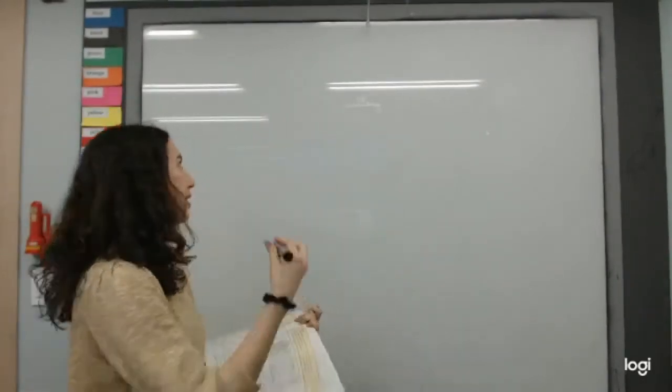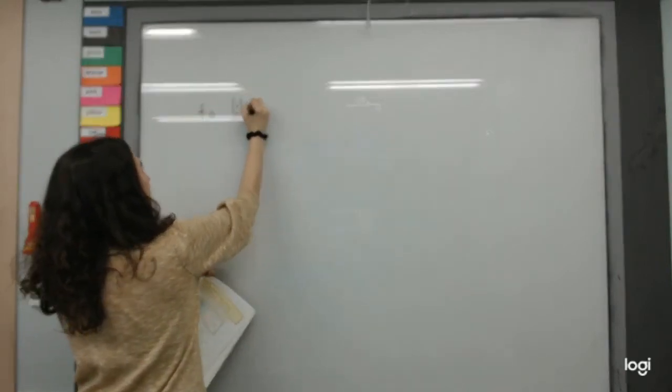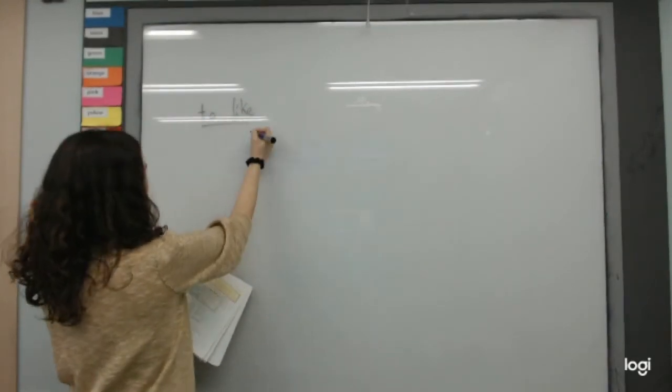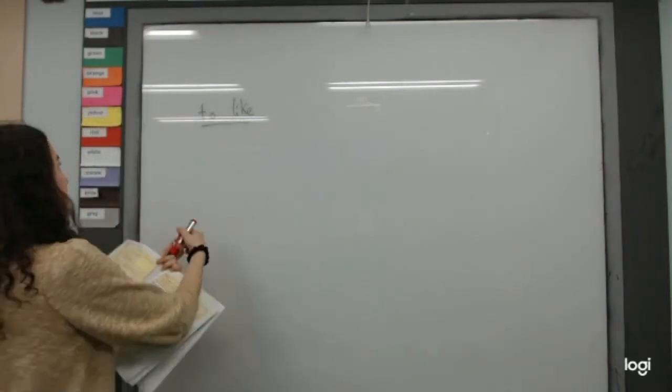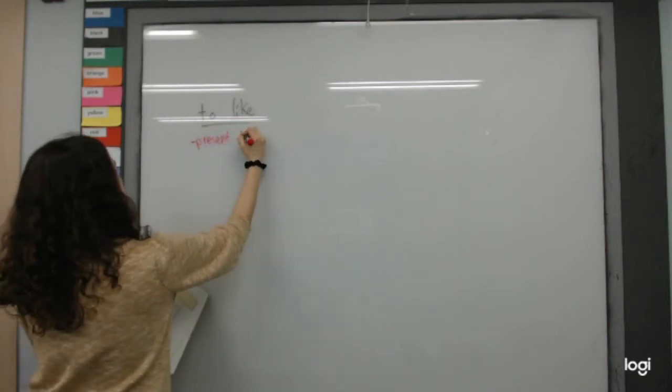Everyone, let's open our books to page 74, lesson 25 to begin. So, lesson 25. For this lesson, we are going to be remembering simple present tense. We are going to be talking about the verb to like in simple present. So when we have to like in present tense, we want to use present tense.